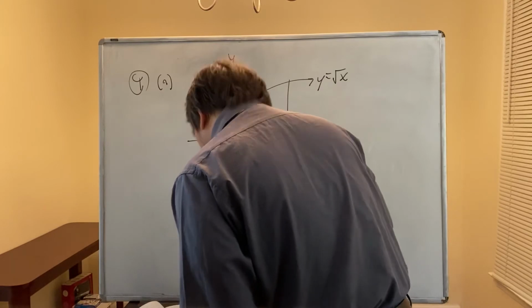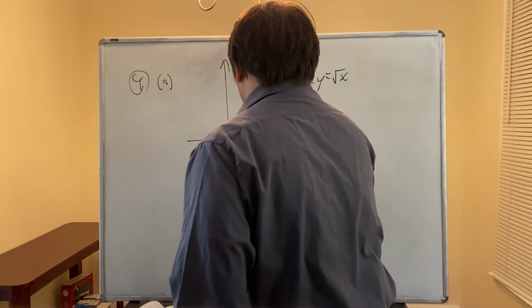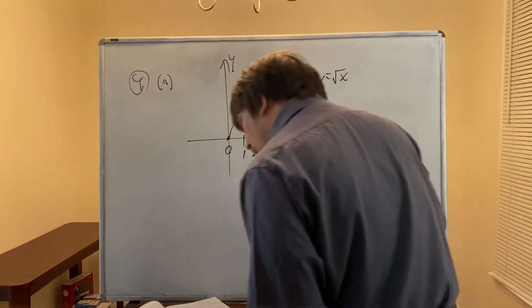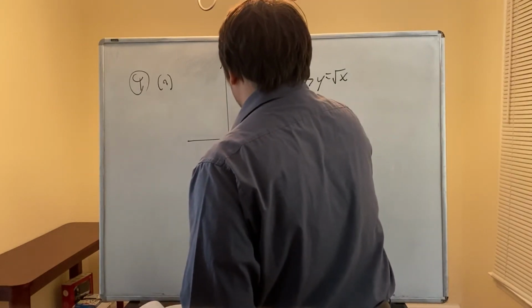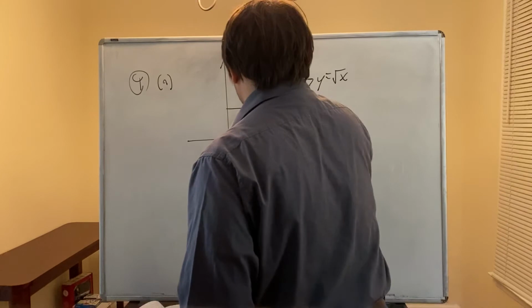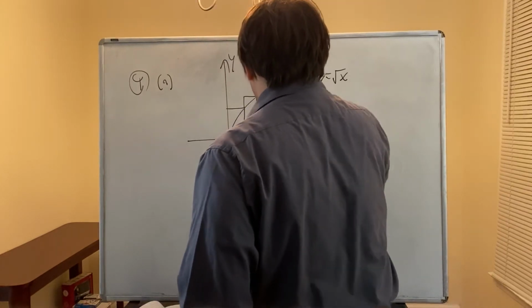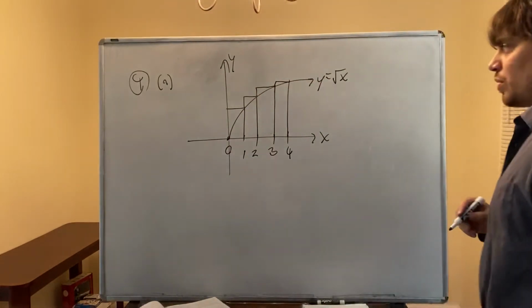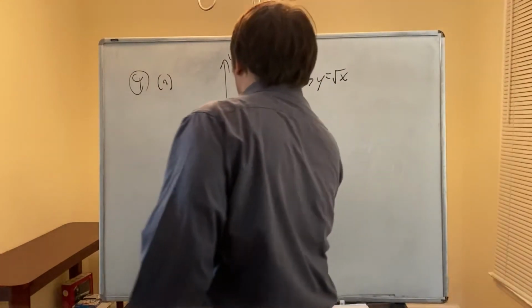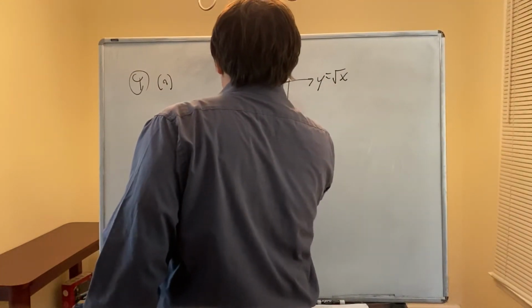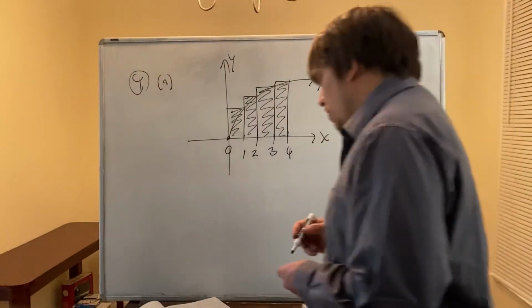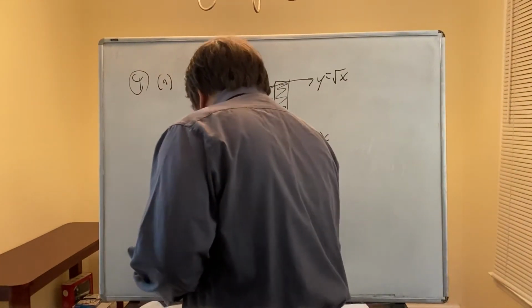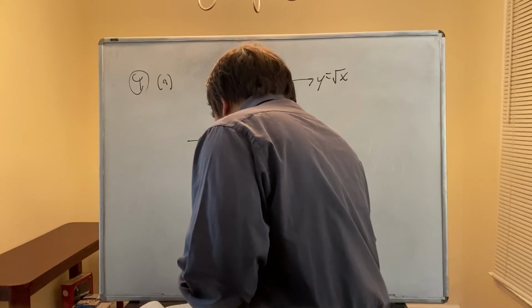We want to use 4 approximating rectangles. Right, so that's 1, 2, 3, 4. And we're going to use right endpoints. We're going to use the right endpoint of each interval to define the height of each corresponding rectangle. So those are our 4 approximating rectangles to approximate the area under y equals the square root of x from x equals 0 to x equals 4. So we just add up the areas of those 4 rectangles. So sketch the graph and the rectangles.